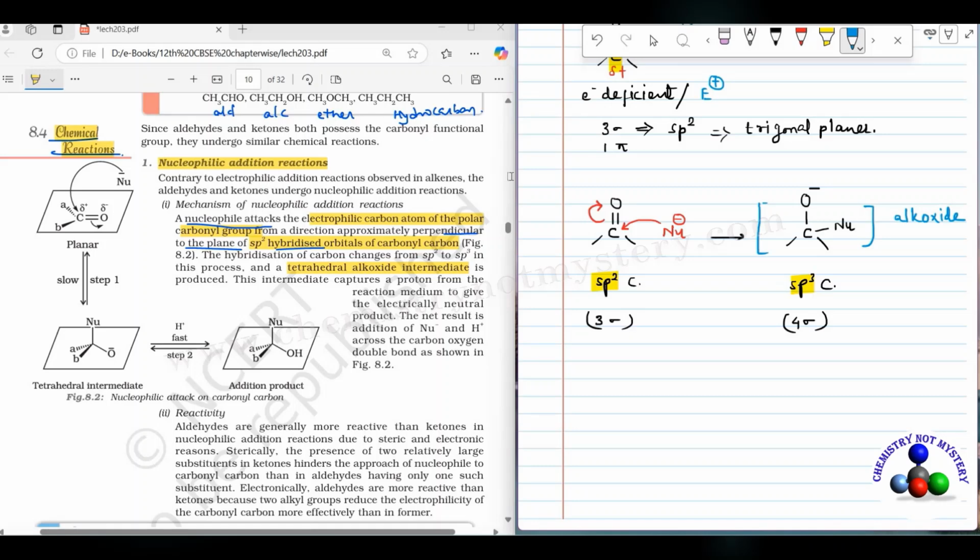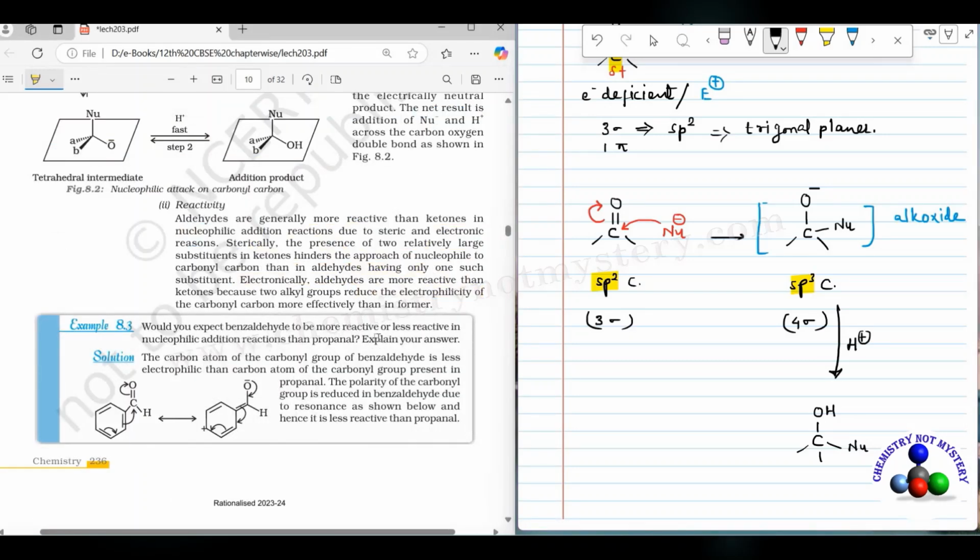Now let's read from the book. This intermediate captures a proton from the reaction medium to give electrically neutral product. So what will happen when it captures proton from the reaction medium? So here it will capture proton from the reaction medium and as a result of it, this negatively charged oxygen will capture proton from the reaction medium and here there was nucleophile. So now this is the electrically neutral product.